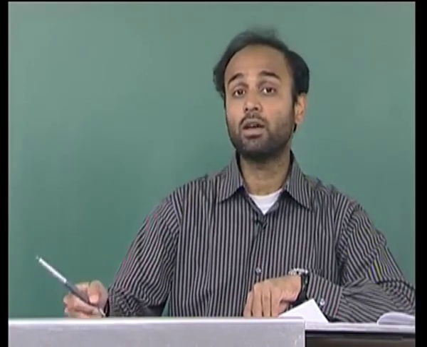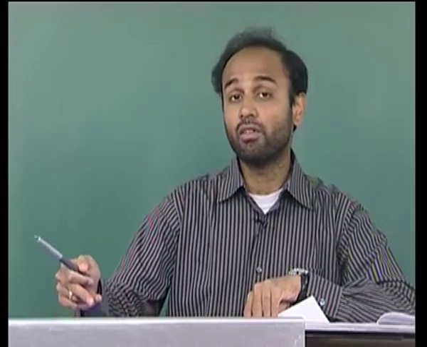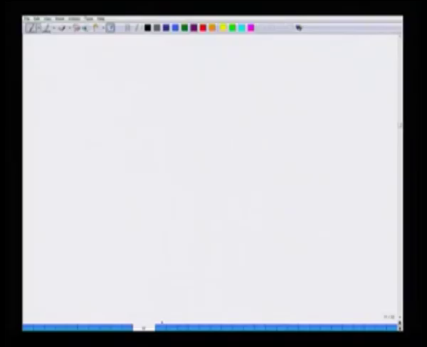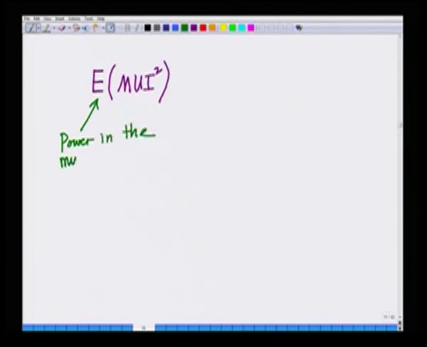What is more interesting is the power of this component, or the variance of this component, that will give us the power of the interference. So, if I look at the expected MUI square, which is nothing but the power in the multi-user interference. This is the power in the multi-user interference.